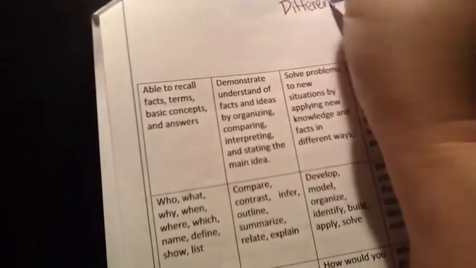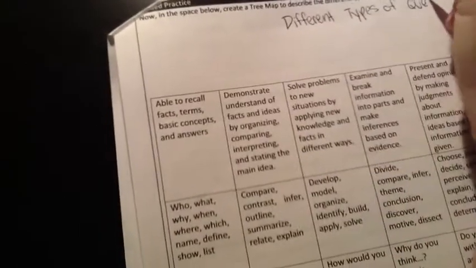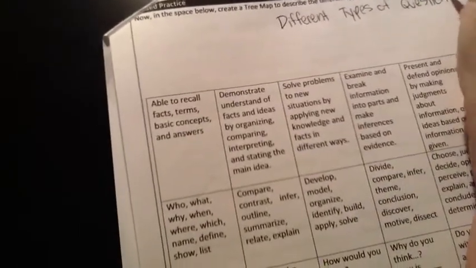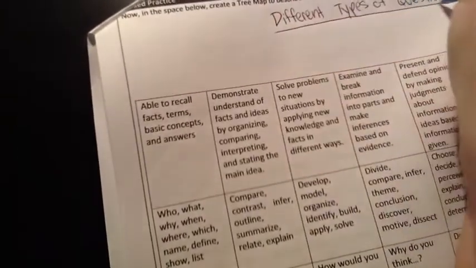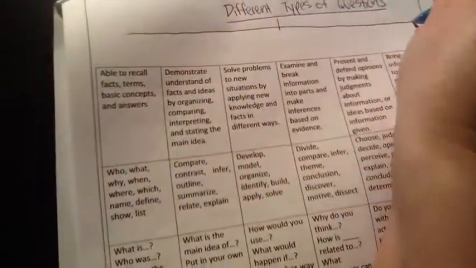So I would start out with my title and say different types of questions. This is going to be my trunk. Now I'm going to break it down into 6 different types of questions. Our first type of question is a knowledge question. So I label that heading.